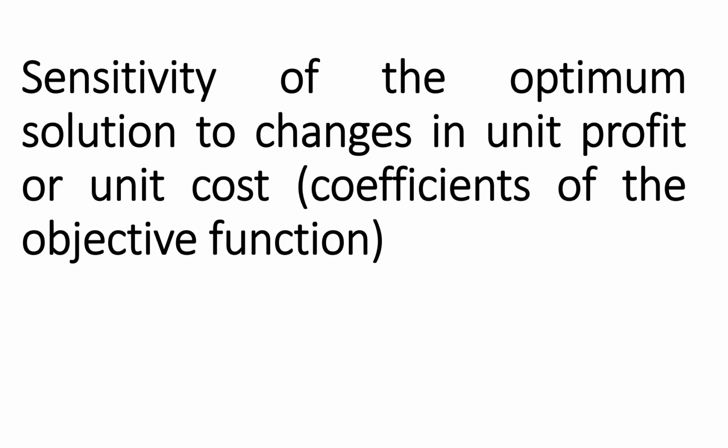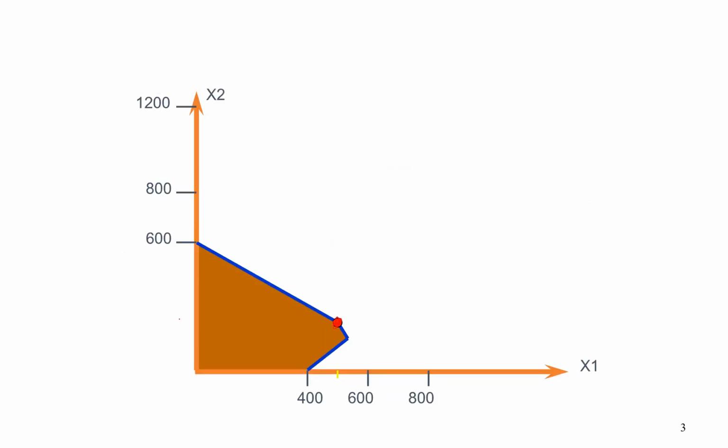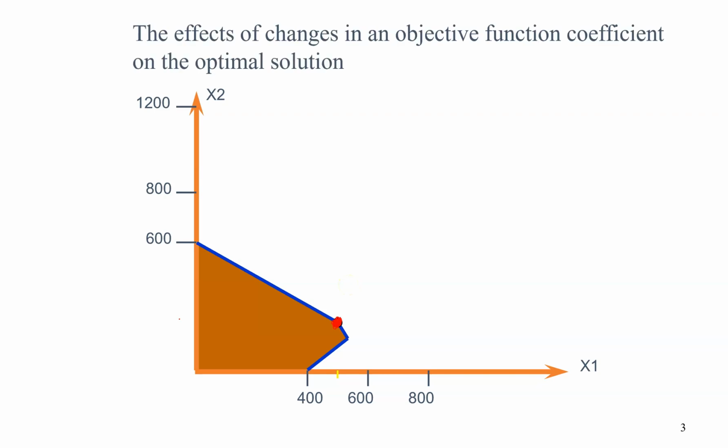Okay, so in this video, you will learn about sensitivity analysis. There are three types. The first one is when the coefficient of the objective function changes, what happens to the optimal solution? Usually the coefficient is the unit profit or the unit cost. In this example, the red dot here is the optimal solution. We want to find the effect of changes in the objective function coefficient on the optimal solution.